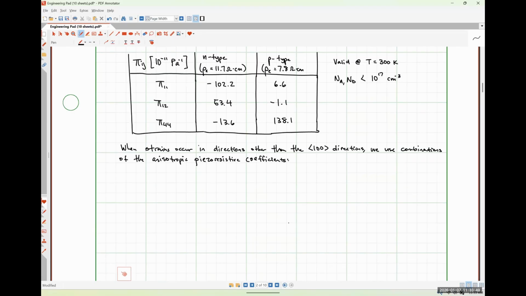So this table is going to have 4 columns. We're going to have the direction of strain in the leftmost column, the direction of current in the left middle column. We're just going to label the configuration here in this right middle column. And then lastly, over here to the far right, we're going to have which piezoresistive coefficient to use, or combination of them to use.